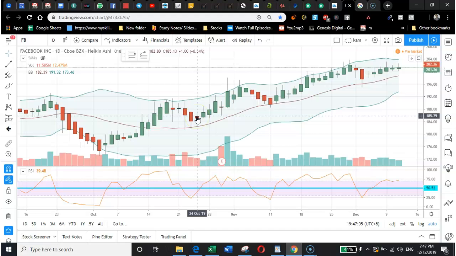Now, not in every instance does it need to hit the upper band. Sometimes it will actually go near the upper band and already come down, like here. But in general, it will touch, one of the candles will touch, right? And then it comes down.